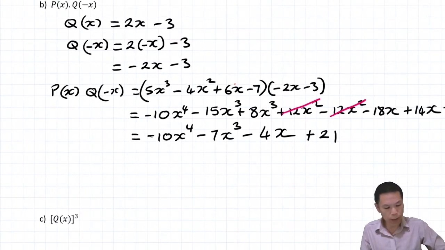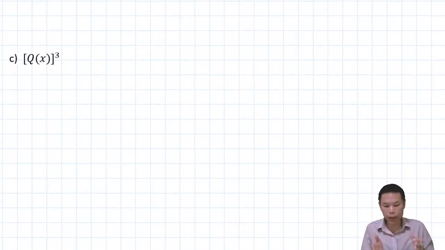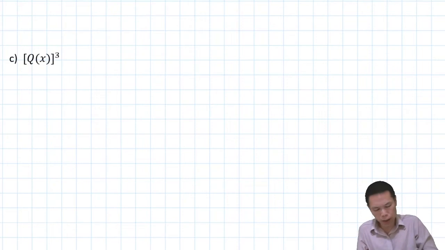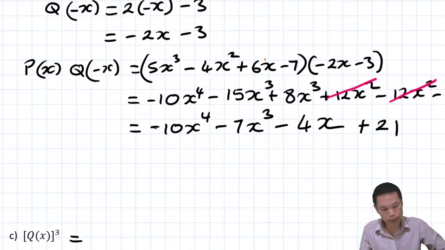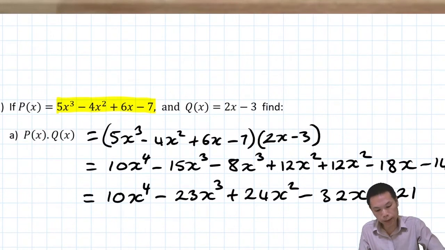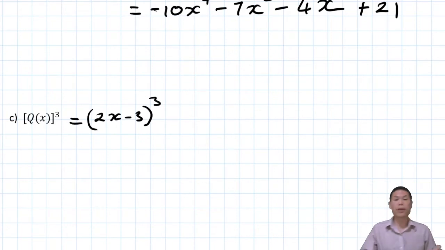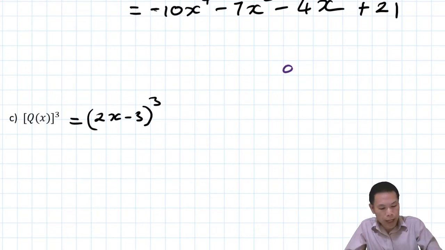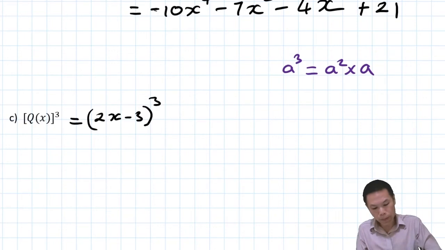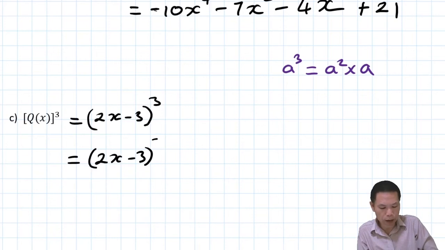Now, next one here. So this one here. Now to find cube of x power 3. So we know that cube of x is up here. So cube of x is 2x minus 3. So I just write this down. So 2x minus 3 all power of 3. Now don't forget a power of 3 is same as a squared times a. So therefore this one here is the same as 2x minus 3 power of 2 times 2x minus 3.